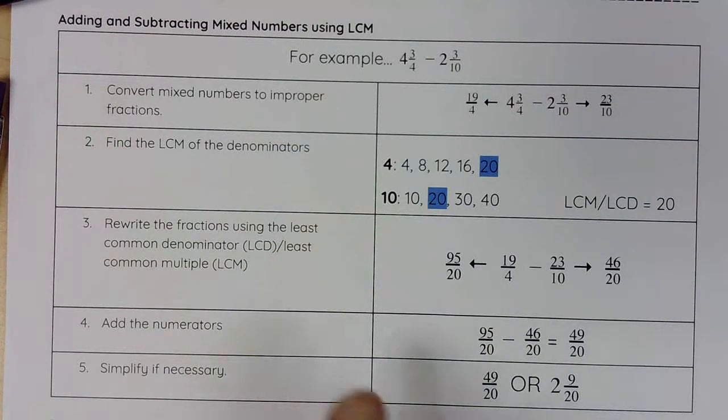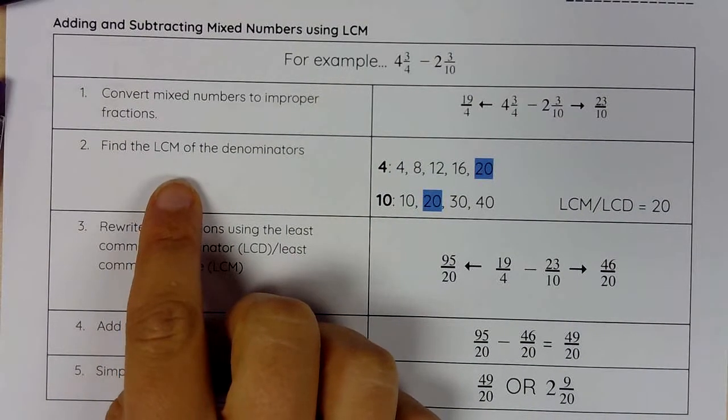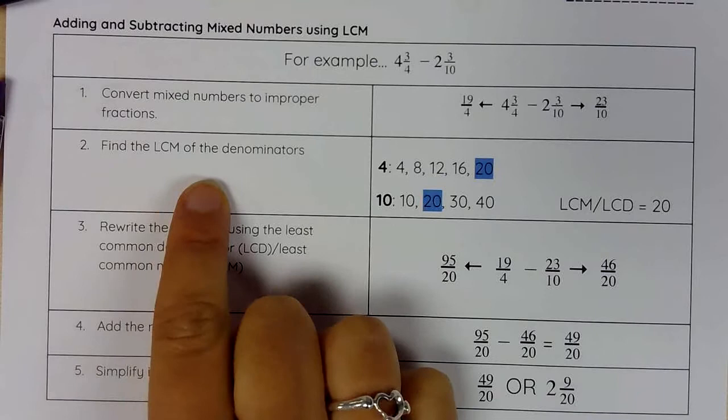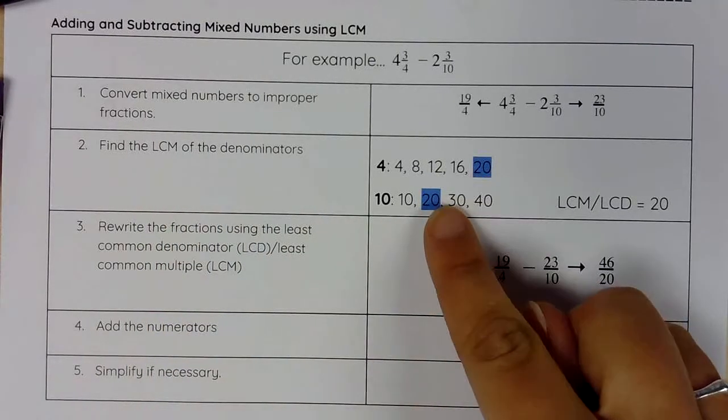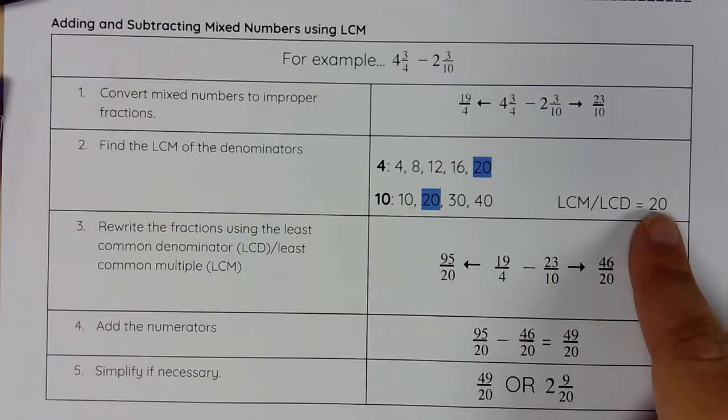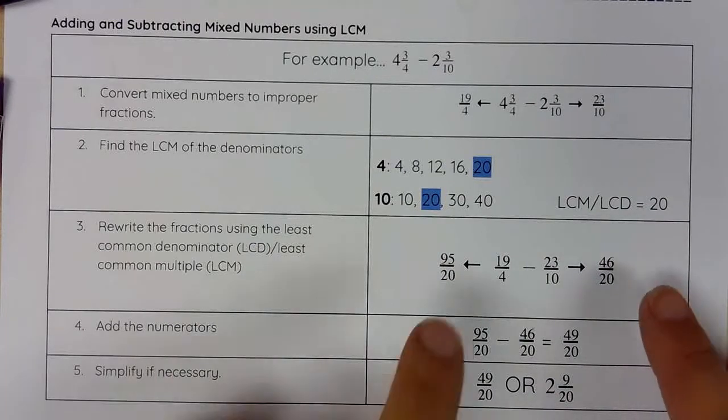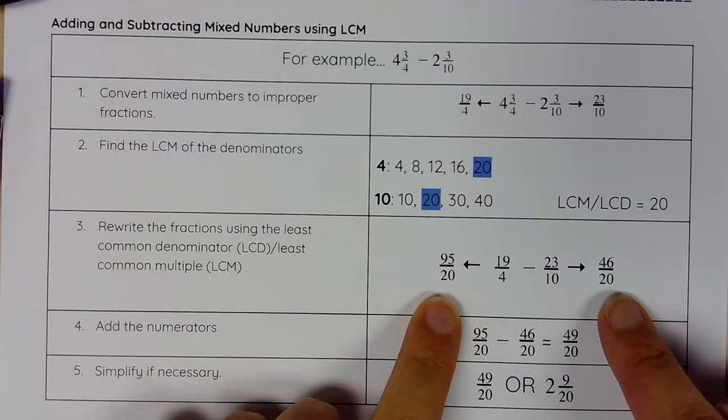After that, we find the LCD or the LCM of the denominators. We want the lowest common denominator, which in this case is 20, so that we can then get both fractions to have the same denominator, allowing us to add and subtract. If we do not have the same denominator, we cannot add and subtract.